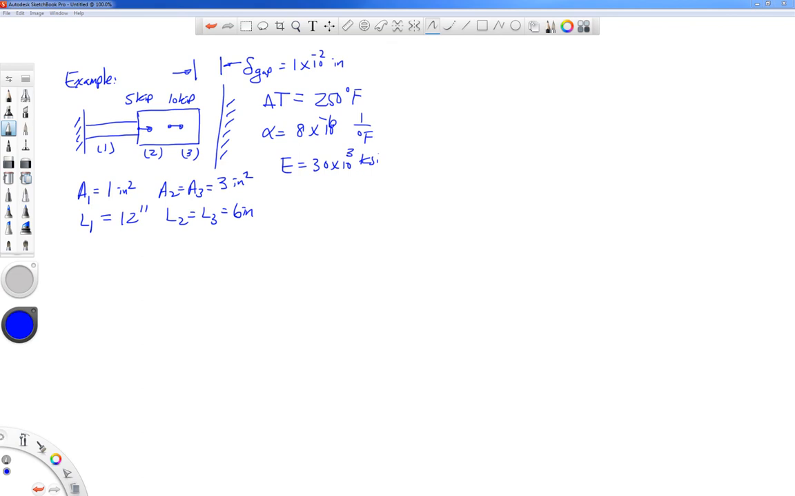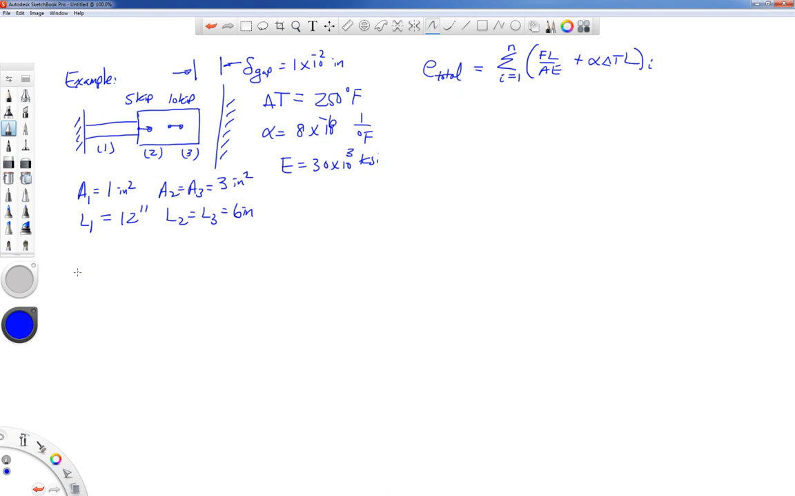All right, so the way I'm going to write this down, let me write it over here, is the total deformation for the entire structure. It's going to be the summation, in this case from 1 to 3, but in general, depending on the number of pieces that you have, of the mechanical deformation plus the thermal deformation: FL over AE plus alpha delta TL.